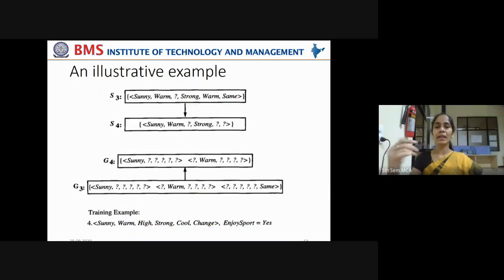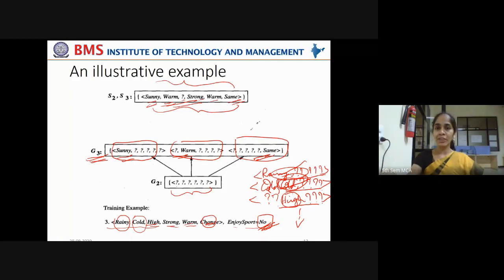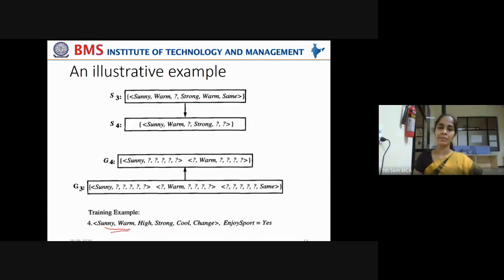Now let us go to the next step. The next step is encountering the 4th training example. In this 4th training example, we didn't make any change on the other side, in the specific hypothesis. Why? Because it is a negative example. We need not make any changes or remove any hypothesis from the specific boundary set. We are making changes only to the general boundary set.